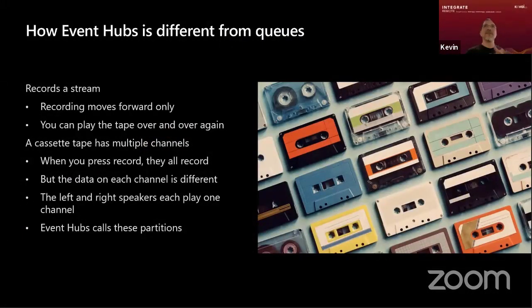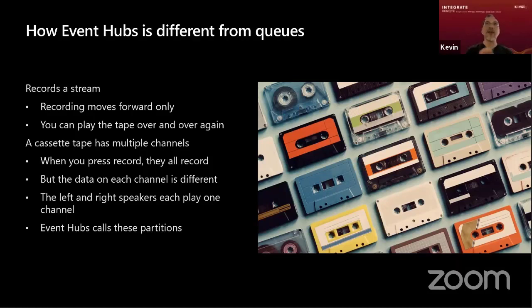So how is Event Hubs different from queues, right? We don't want to treat an Event Hub like a queue, nor do you want to treat a queue like handling a stream of events. One way to think about this, for those that are old enough to remember cassette tapes, Event Hubs is like a cassette tape. It records a stream, right? So a stream of audio that's coming onto the tape. It records in a move forward only fashion, right? So the tape is rolling and you're recording the music or the sound that's coming through. And you can play that tape over and over again. You can rewind, back a minute.